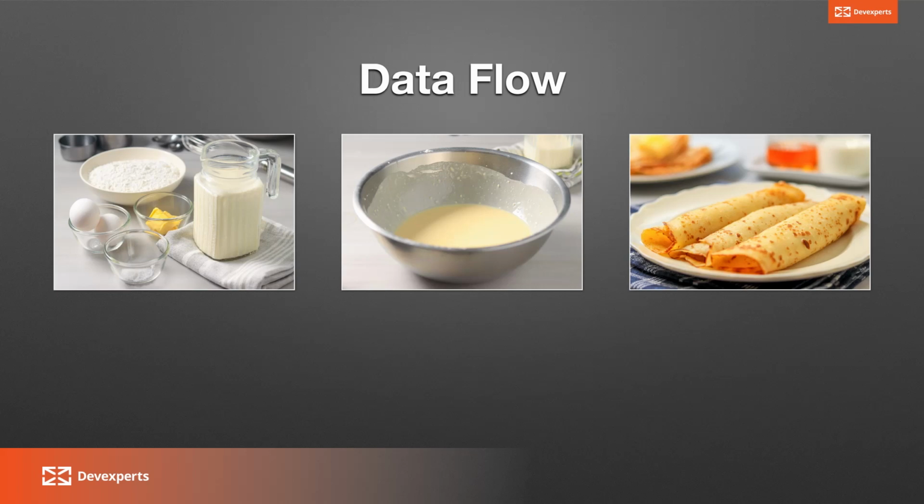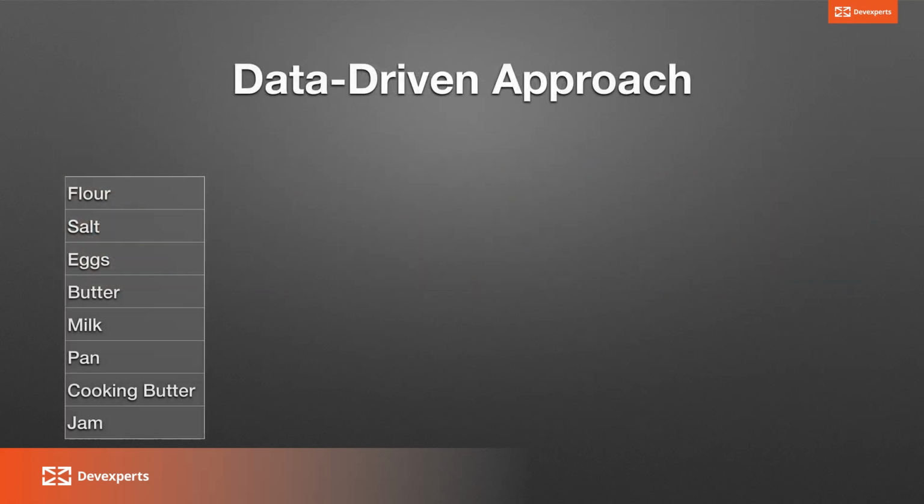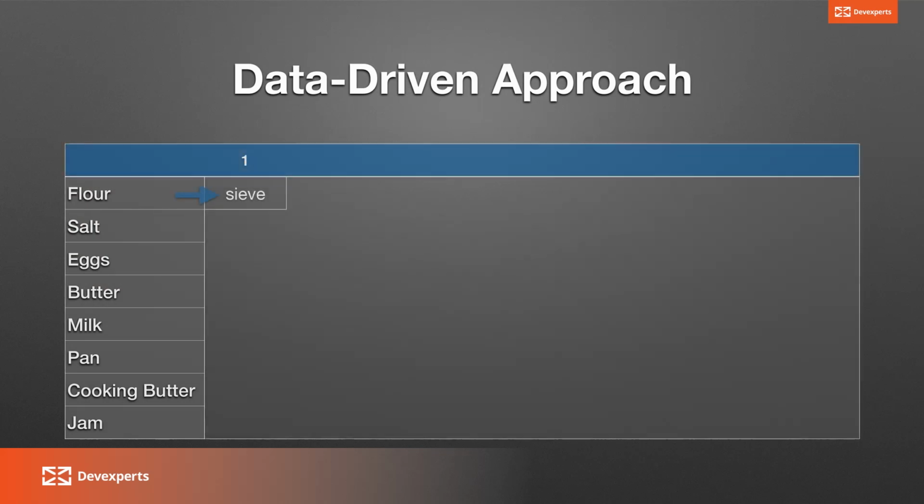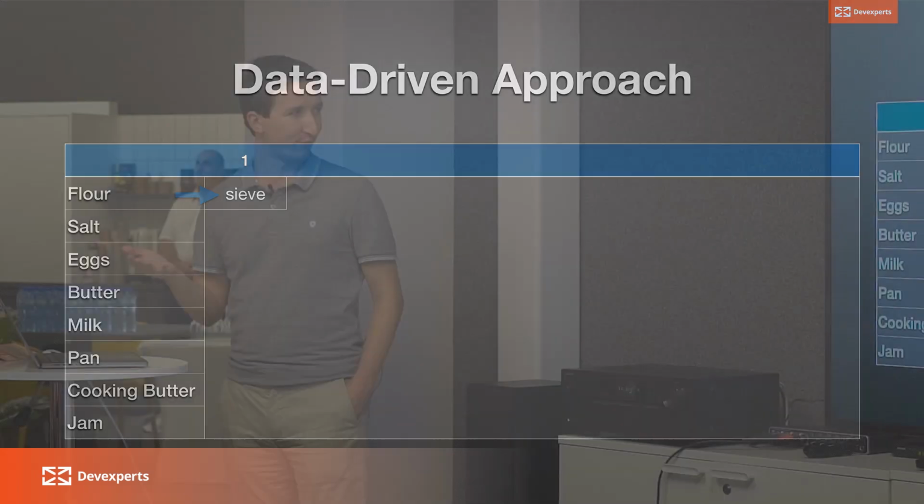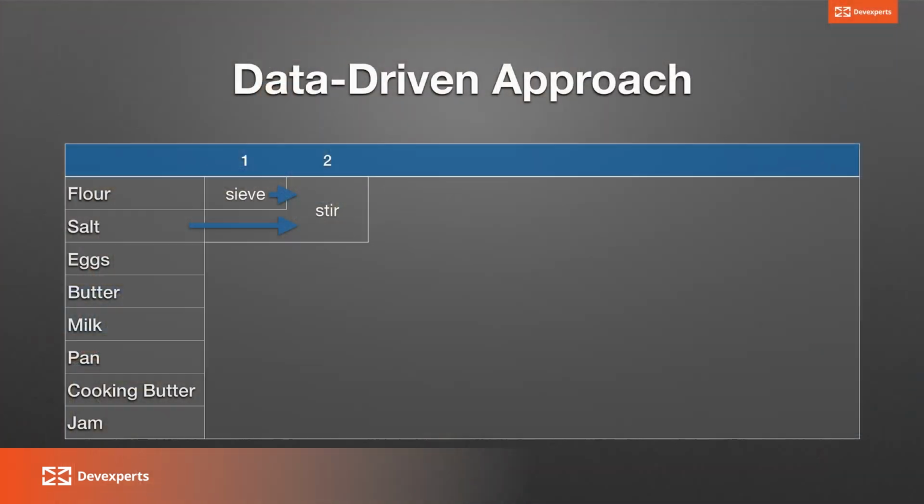So I think to solve this, it's useful to think of this process in terms of data flow. And so the way we'll start is by listing the most important ingredients. In the first step, what I need to do is to sieve the flour. So I'm going to create a sieve function for that. Then in the second step, the output of the sieve function is the input of the stir function, and we also add salt.